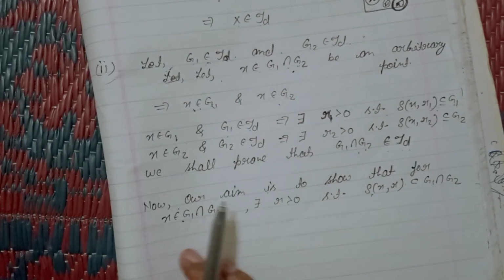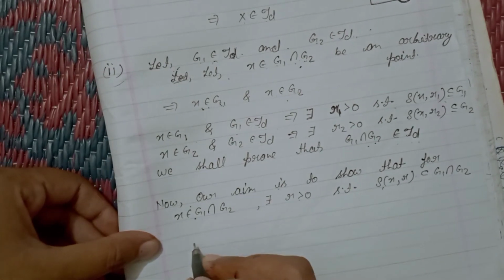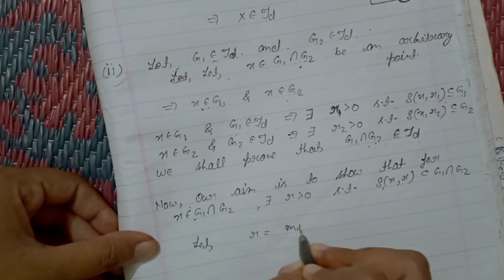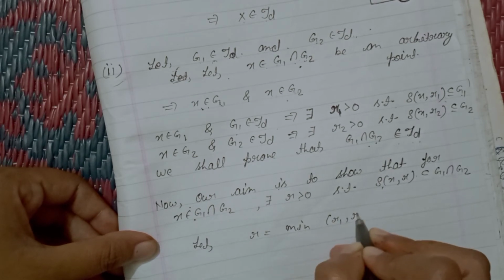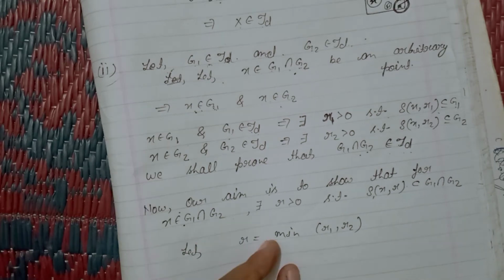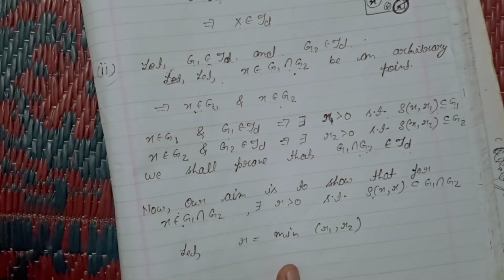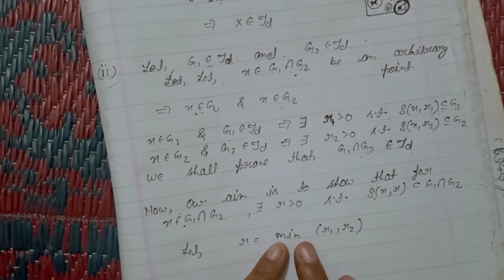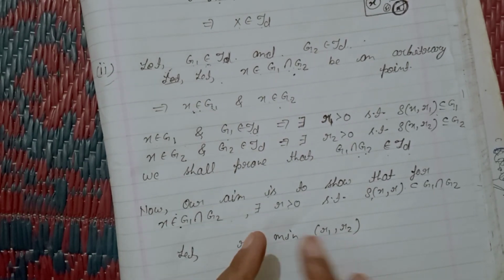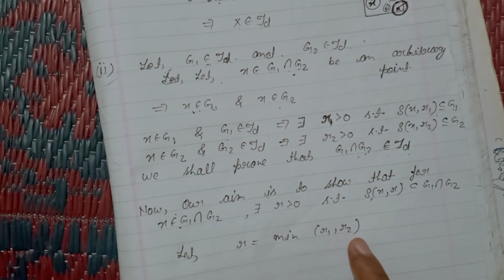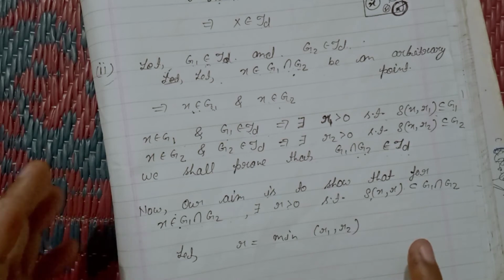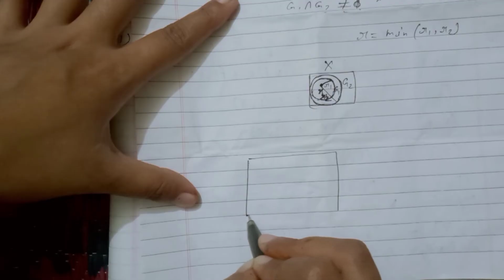Then let R be equal to the minimum of R1 and R2. Similarly, we have already explained in the usual topology why we take the minimum of epsilon 1 and epsilon 2. Here R1 and R2 are radii, so why are we taking the minimum of R1 and R2? Here we need to understand.